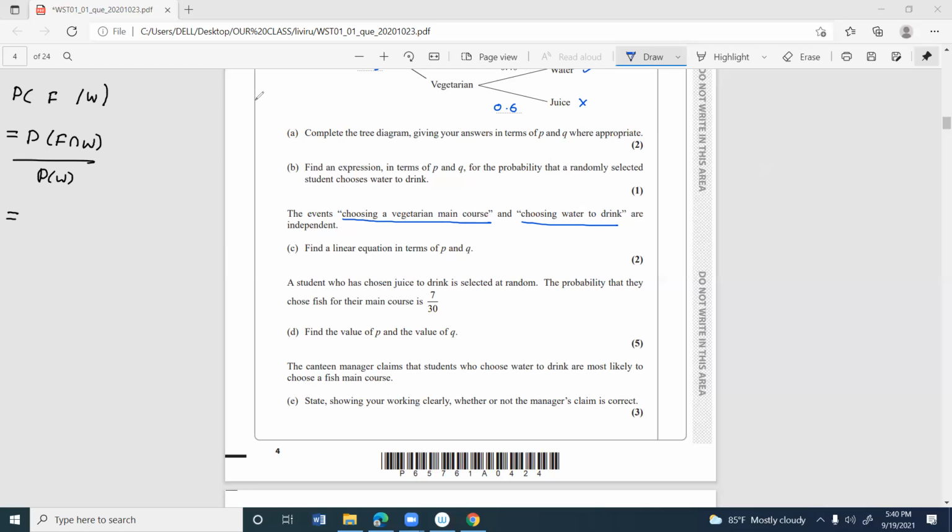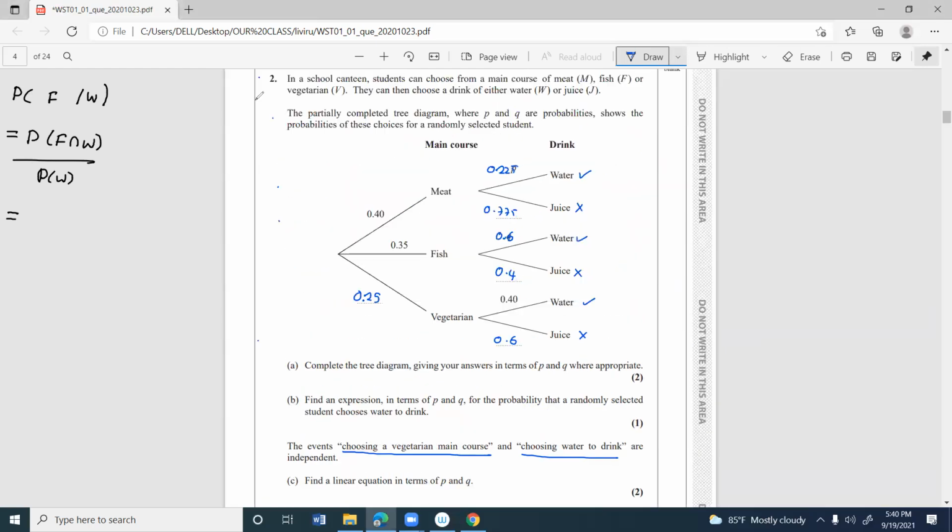So I'll start from this question. Fish intersection W is 0.35 into 0.6, divided by probability of choosing water, right? So this is 0.4 into 0.225 plus 0.35 into 0.6 plus 0.25 into 0.4. And we will see what this conditional probability is. When you work it out, you'll understand. There's a very interesting fact you get from this answer.